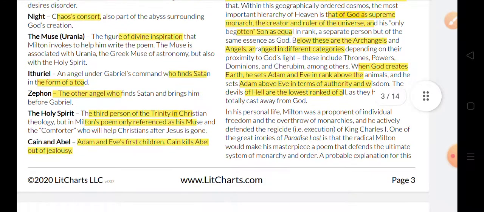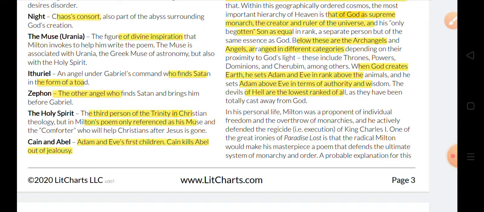At the beginning of this poem, we'll see that the writer Milton invoked the Muse to write this poem. And Ithuriel, who finds Satan in the form of a toad, was an angel, and Zephon is another angel who finds Satan and brings him before Gabriel. The Holy Spirit is the third in the Trinity of the Christian faith.